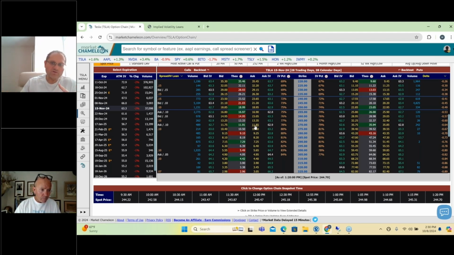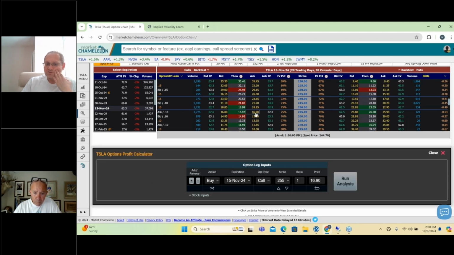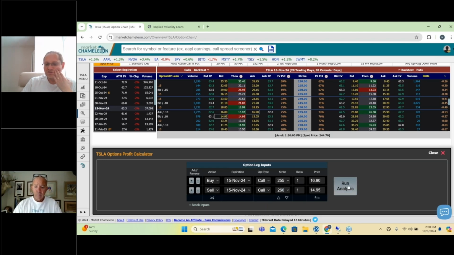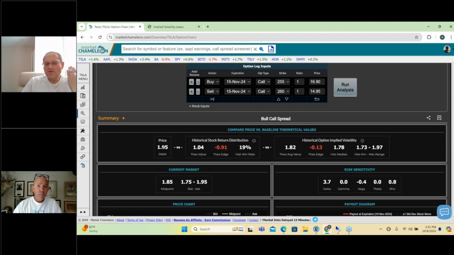What about a bull call spread? Well, here's one where at the 255 we see a lean on the ask of 62.8, and right above that, the strike bid is 63.1. So you've got a 255, 260, right? I'll bring up what it would look like. You click on the 255, buying the 255, and then you click on the 260, selling the 260, you run it. So there, this is a debit of 1.95, right?